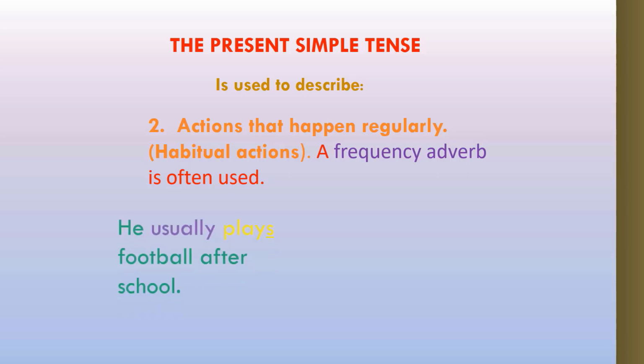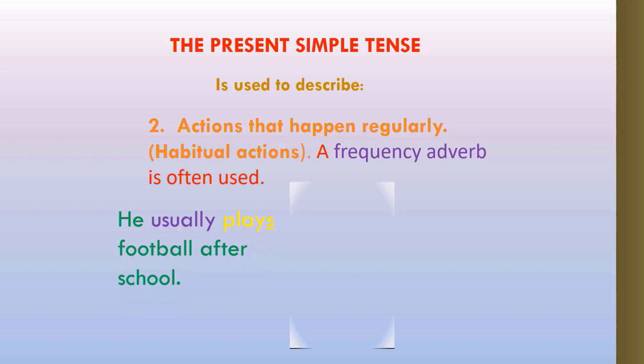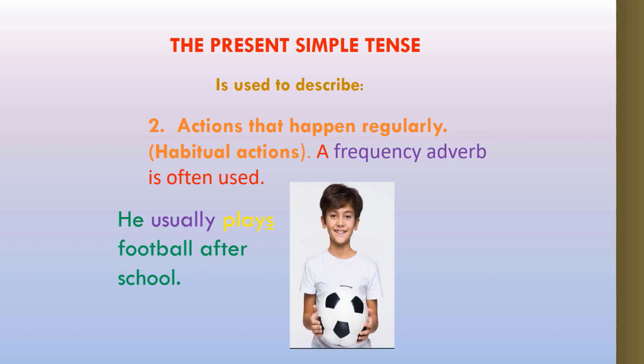Okay, so if we look at the sentence here, he usually plays football after school. Okay, so we've got the subject he, usually the frequency adverb, plays the verb, and because third person singular he, we must put the S with the verb, showing a regular action after school. Okay, so he's doing it on a regular basis. He usually plays football after school.